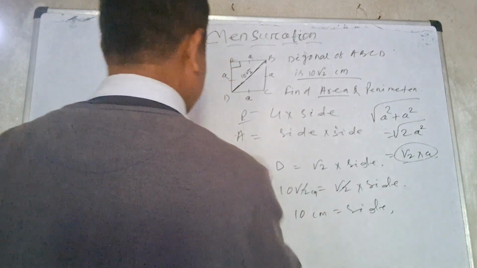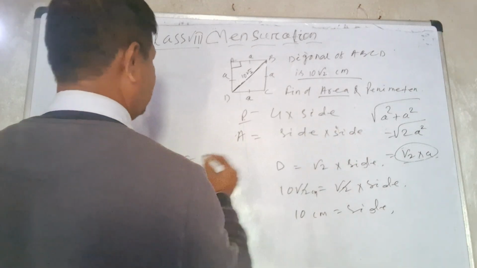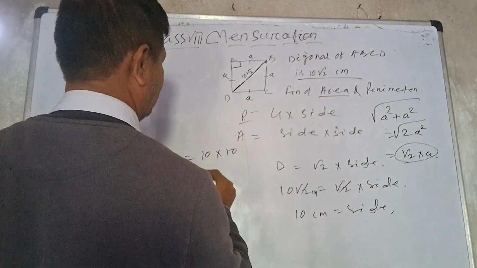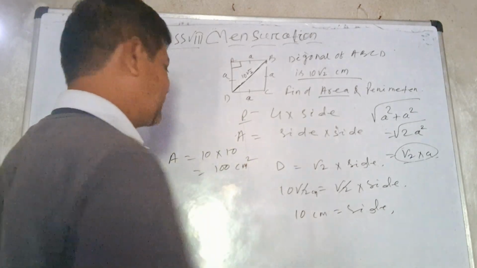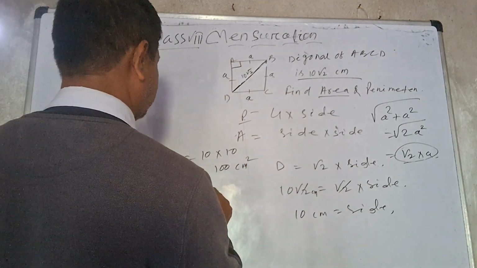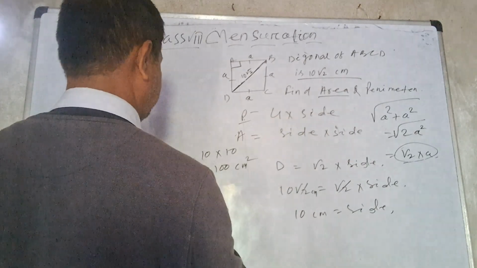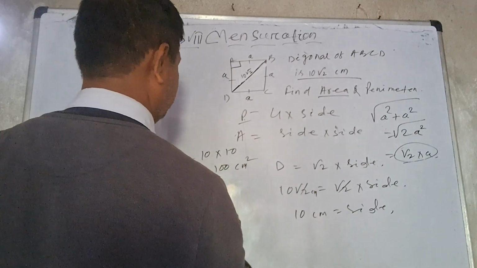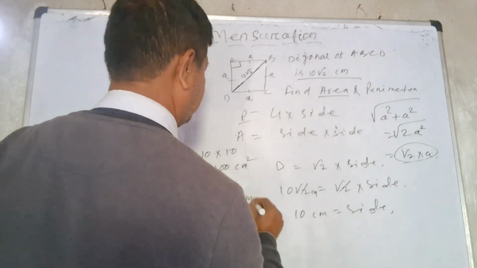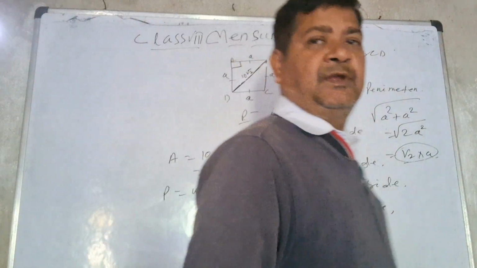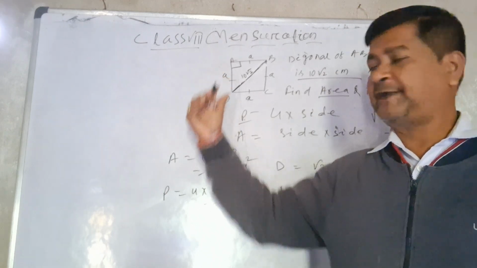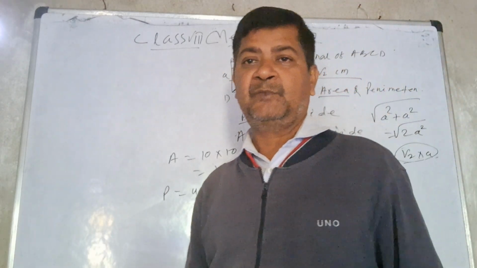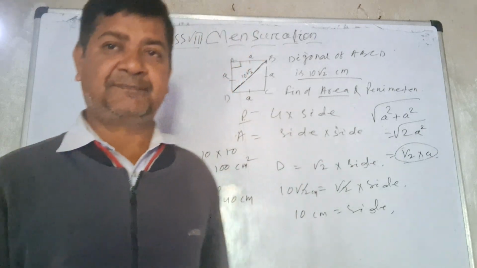Now area equals side into side, 10 into 10, 100 cm square. You can write sq cm or cm square. Perimeter, P stands for perimeter, is 4 into side, equal to 4 into 10, 40 cm. It is all about your square, a four-sided polygon having 4 equal sides.